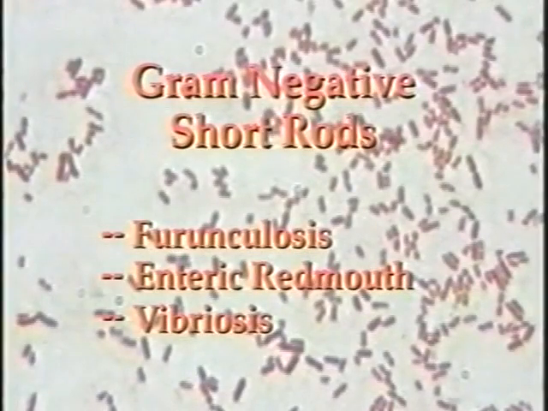Furonculosis, enteric redmouth, and vibriosis are septicemic diseases caused by gram-negative bacteria. Signs of acute septicemic diseases may be very similar, and diagnosis should rely on the history of disease at that location and isolation of the causative agent.